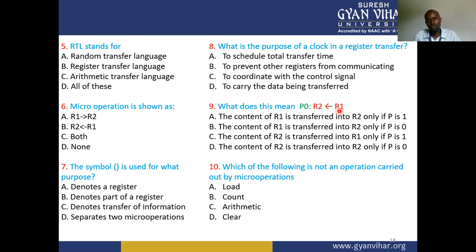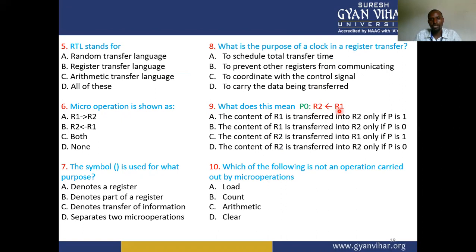We talked of how we can use a clock and how we can use a control transfer. Using a control condition P, we say that transfer can only take place when P is 1. Otherwise, whenever P is 0, transfer cannot take place.